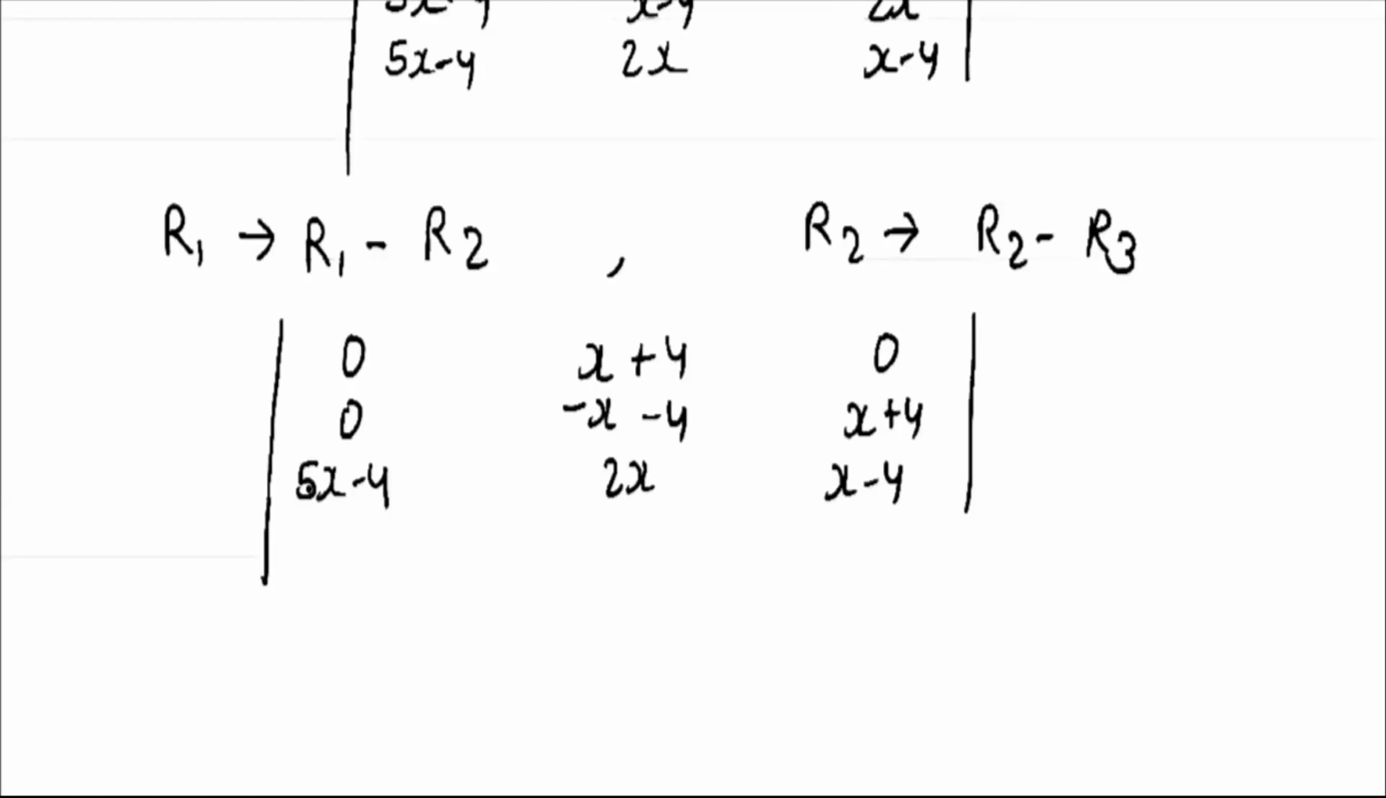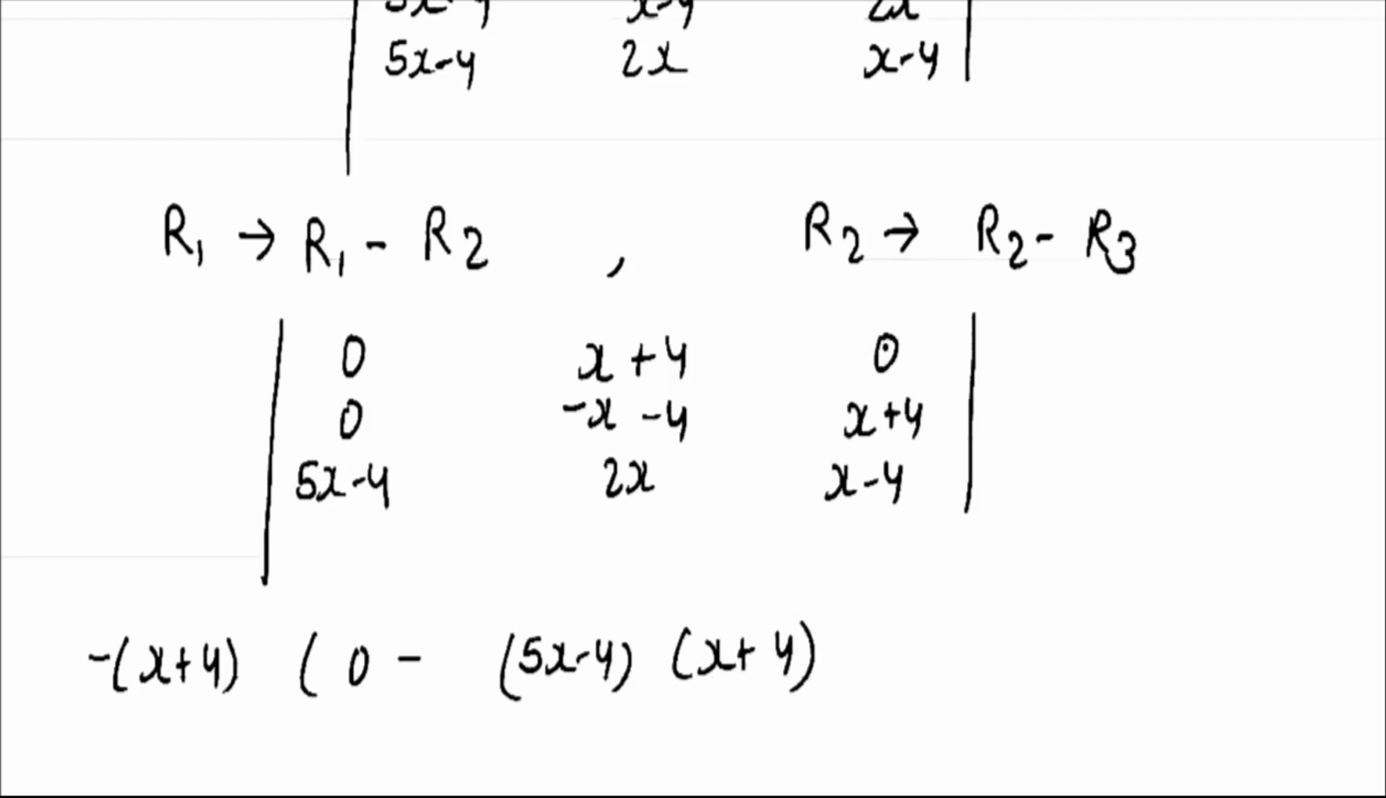So now what will we do? Just expand this determinant. When we expand this determinant by the first column, all will be 0. And for the second, now we will expand along the second column. So x minus 4: leave this row, leave this column, and 0 into x minus 4 will be 0, minus 5x minus 4 into x plus 4. So 5x minus 4 into x plus 4. And when we expand through the third column, all will be 0, so there is no need to write.